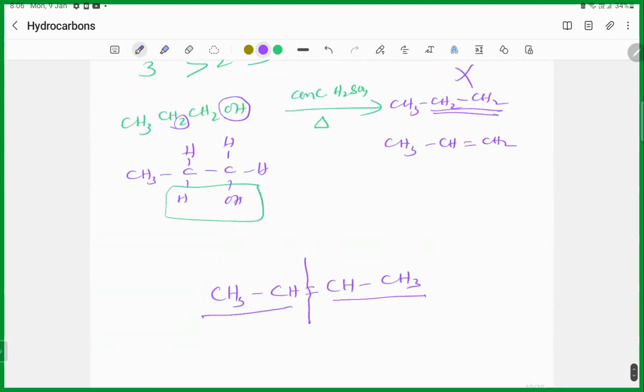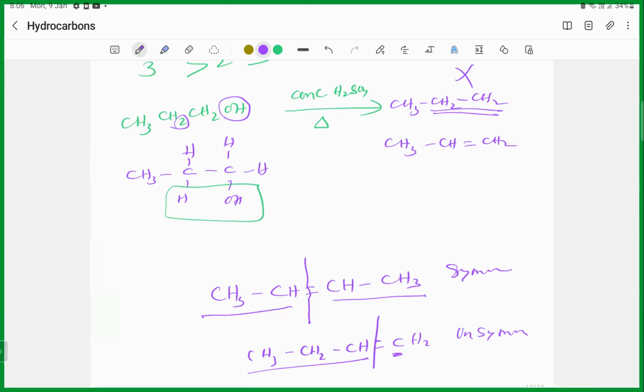Whereas if I am writing propene, CH3 CH double bond CH2. Here the double bond is there. On the right-hand side you have one carbon, and on the left-hand side you have two carbons. So this is called unsymmetrical, and the other is called symmetrical. If at some point you are dividing the molecule into two equal halves, then it is symmetrical. If the two halves are the same, it is symmetrical. Suppose they are not the same, then it is called unsymmetrical.